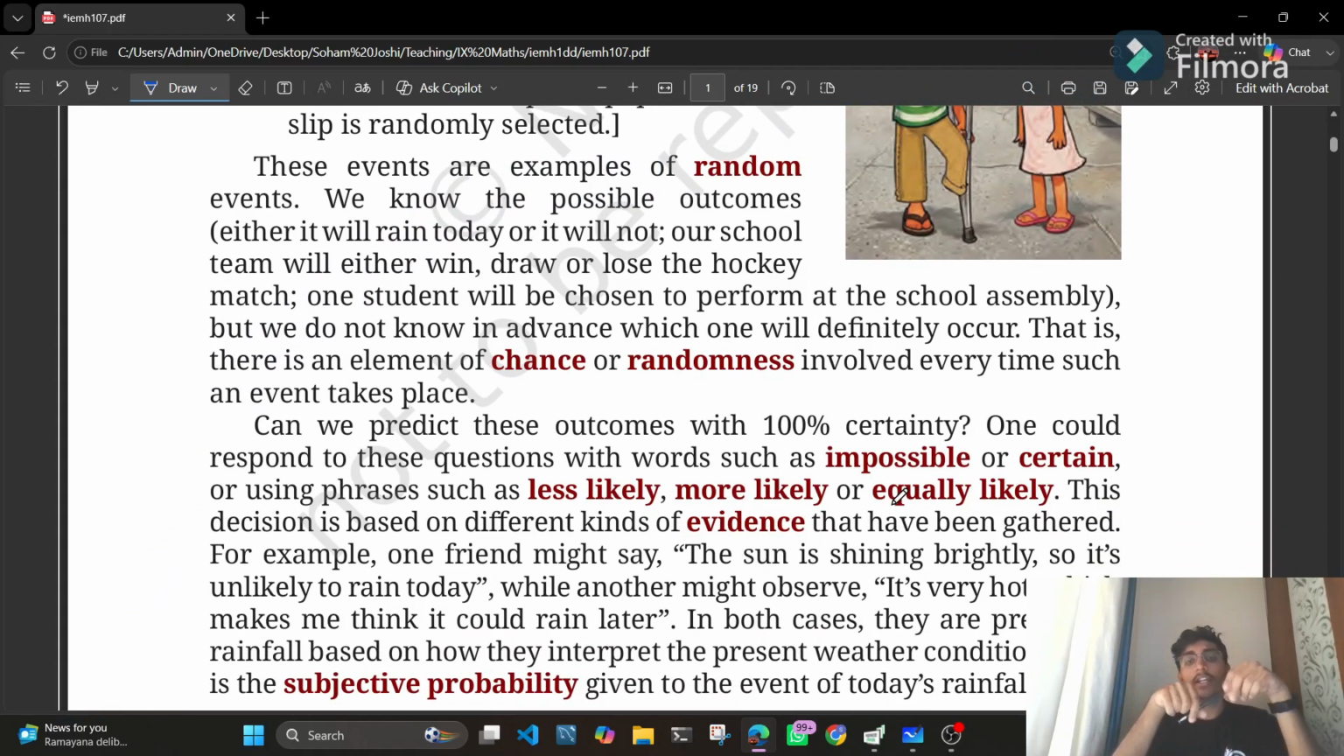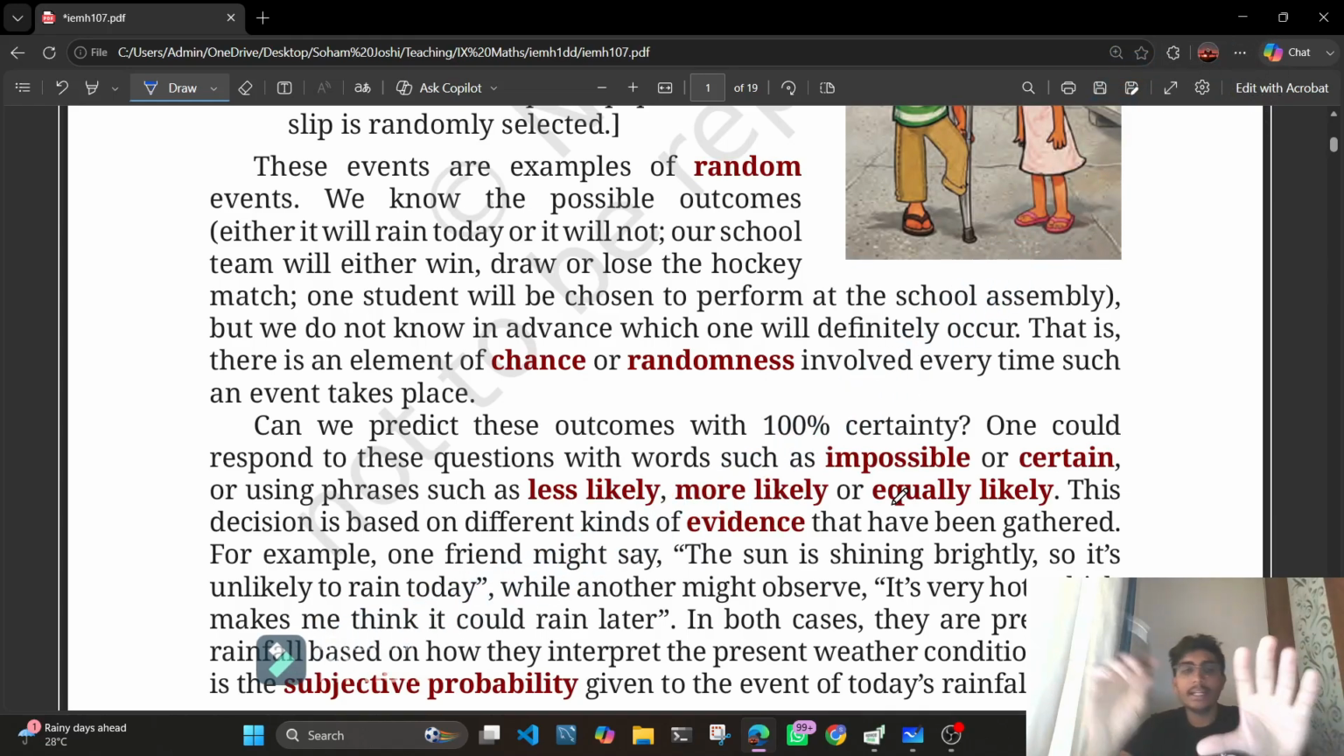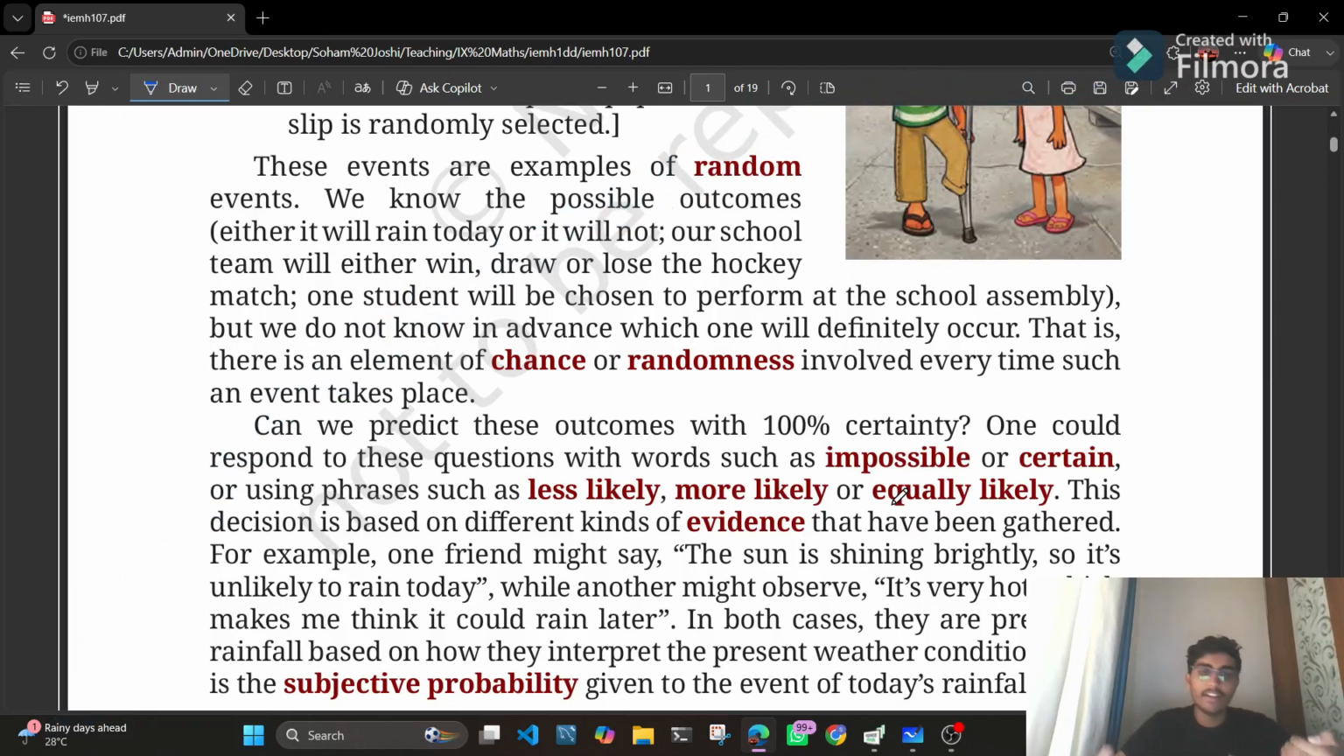So we also have an element of chance or randomness involved every time an event takes place. Now, I am recording this lecture. It may happen that my laptop crashes, or it may happen that my video goes smoothly and is recorded without any disturbances. Again, with any event there are chances and some randomness. With every event, there is a randomness or a chance associated, if you take any event.